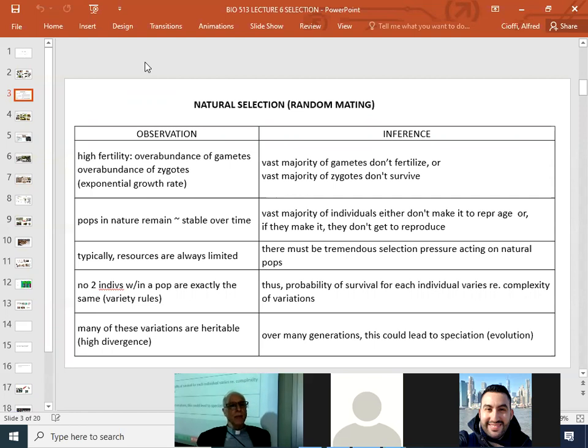All right, now, Darwin made five observations, and from these five observations, he inferred five conclusions, all right? The first observation, they're not necessarily in sequence, but he managed to observe these five things on the Beagle voyage and other places that he went around. He noticed that there was an overabundance of gametes and an overabundance of zygotes, of embryos, okay? First, an overabundance of gametes.